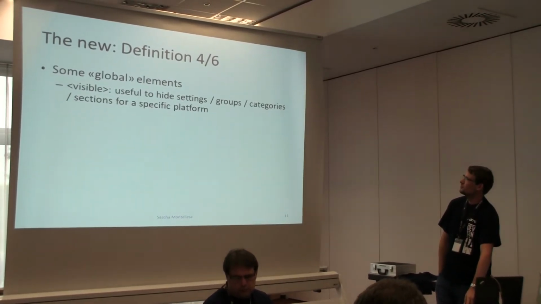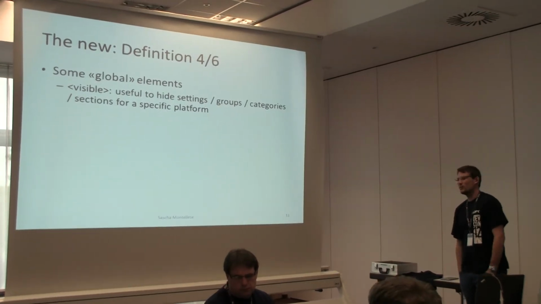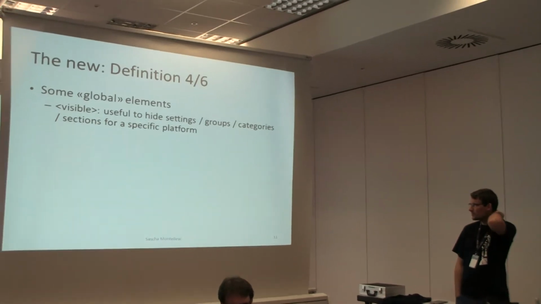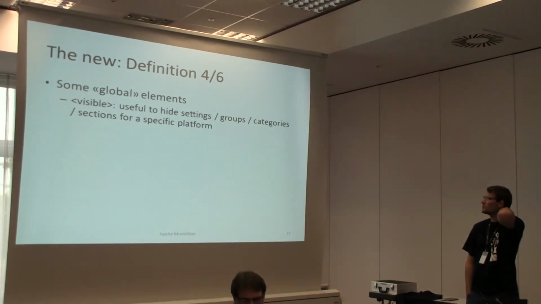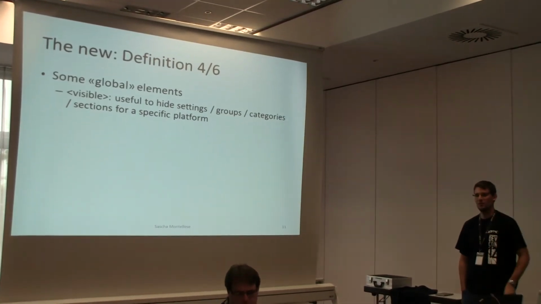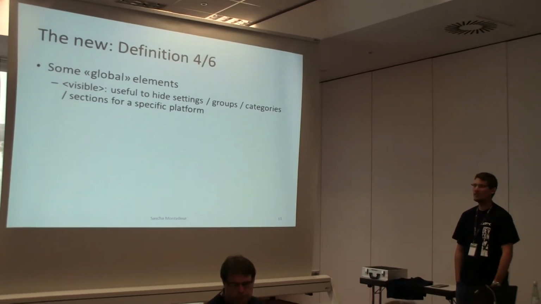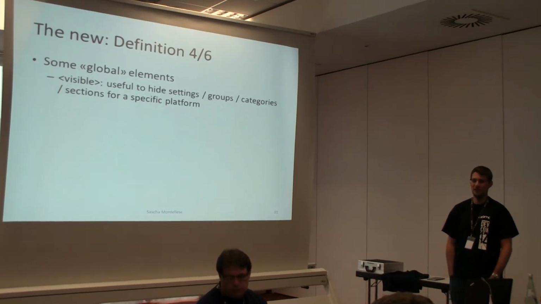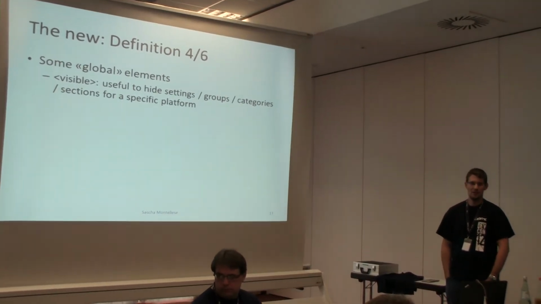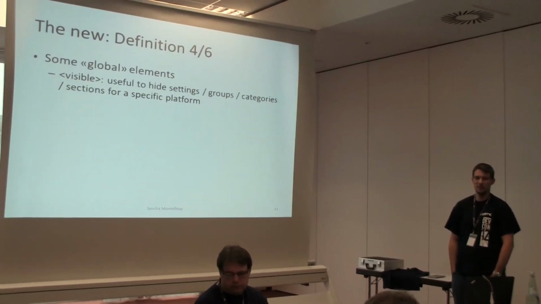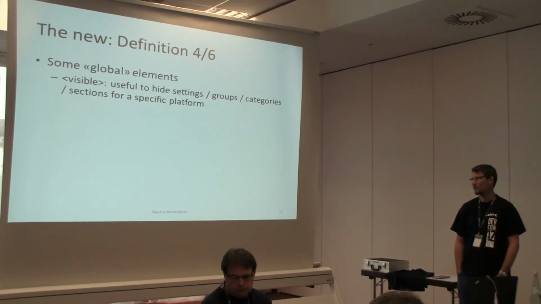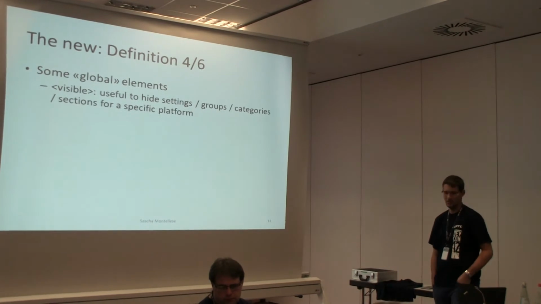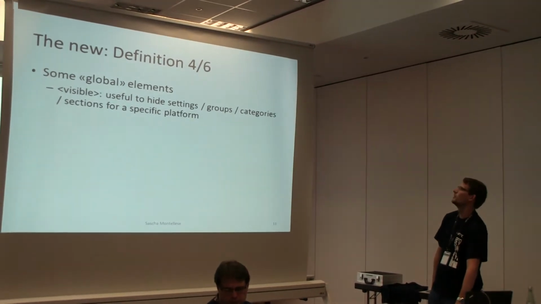And there are some global elements that are available for categories, sections, groups, and settings. One of them is visible. This allows you to hide a certain group, setting, or whatever for a specific platform. So if you don't want to see, I don't know, internet access on the Raspberry Pi, you simply say visible false in the Raspberry Pi.xml and you won't see it anymore. But you will still see it on all the other platforms.